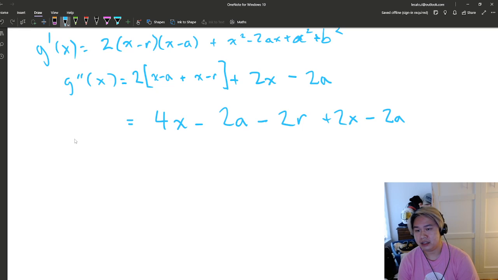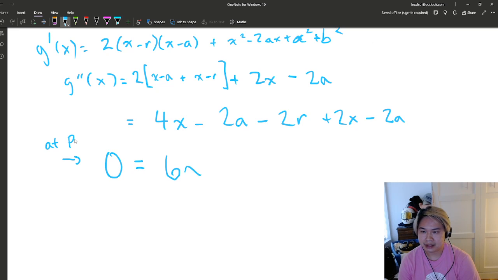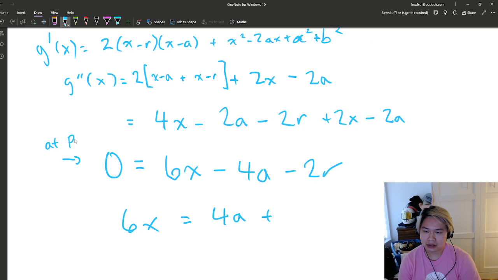And then at the inflection point, p, this should be equal to 0. So what do we got? We got 6x minus 4a minus 2r, which means that 6x is equal to 4a plus 2r.